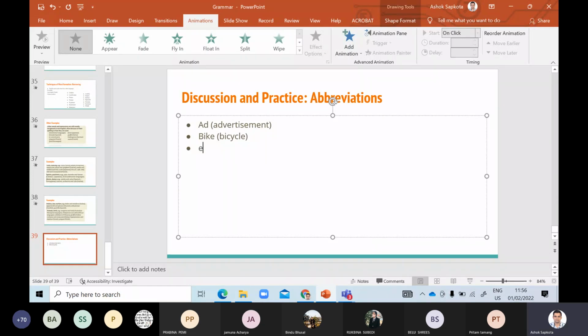We say exam. Exam is a short form. What is the full form of exam? Examination. Very good. Look at the things here. Likewise, we say fax. What is the full form of fax?